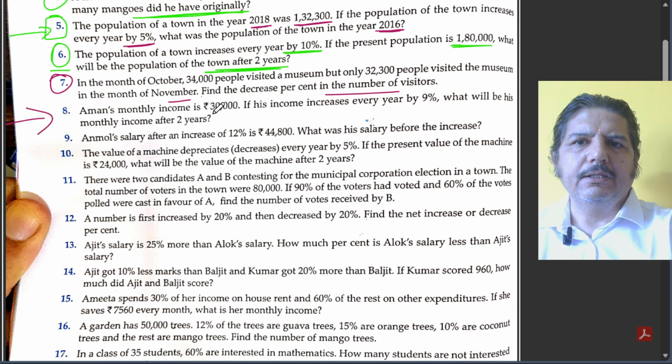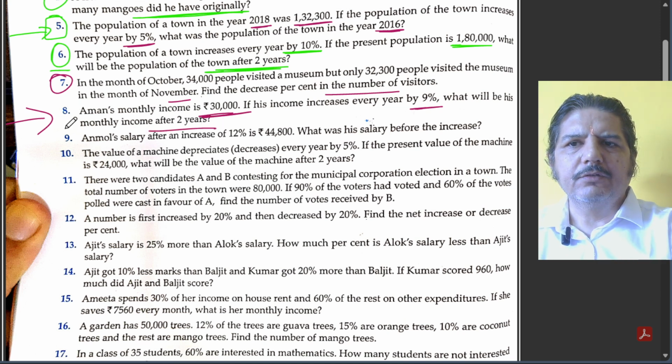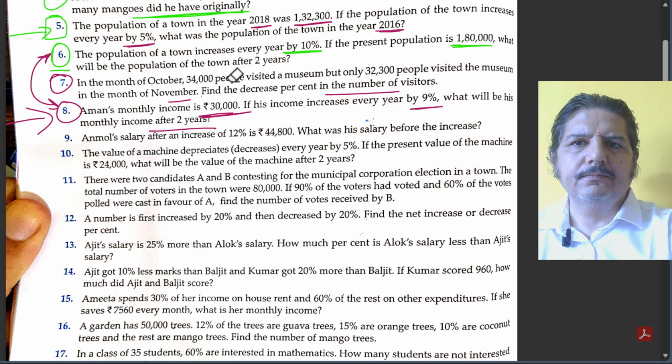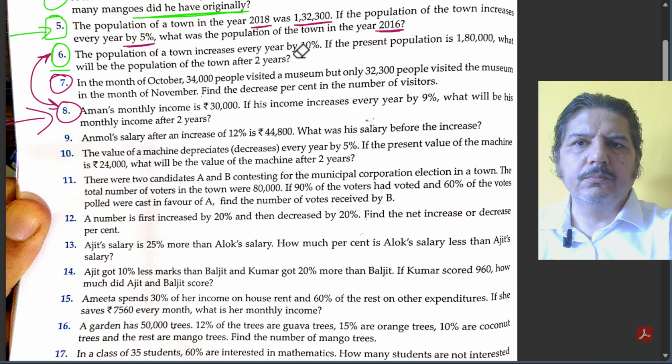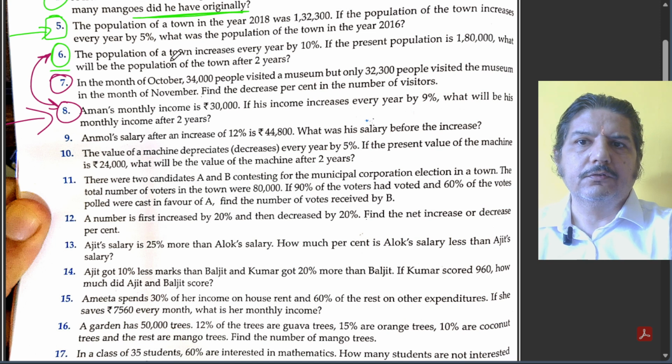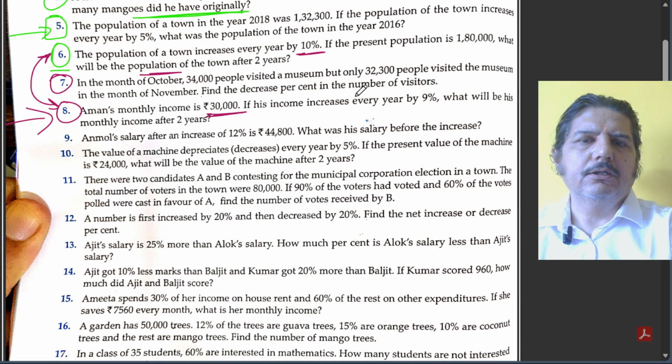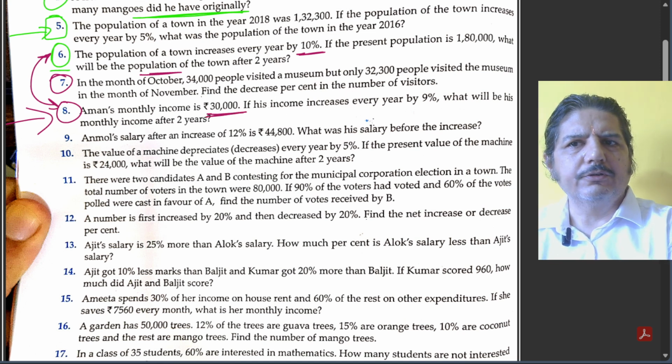Aman's monthly income is 30,000, increased by 9% every year. What would be the monthly income after 2 years? See, this question number 8 and question number 6 are almost the same. Here, you see this, the population was increasing by 10% every year, and in this case the income is increasing. So the logic remains the same.